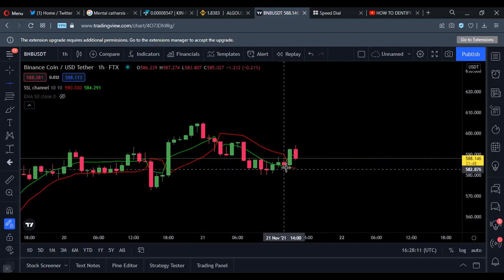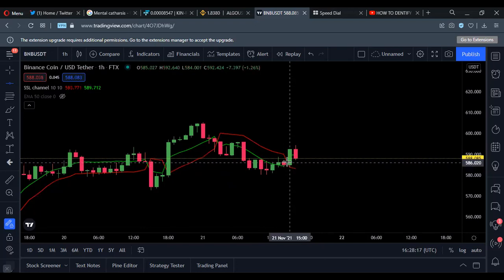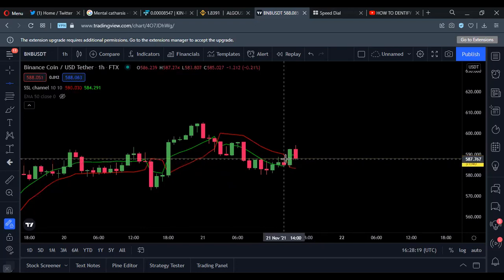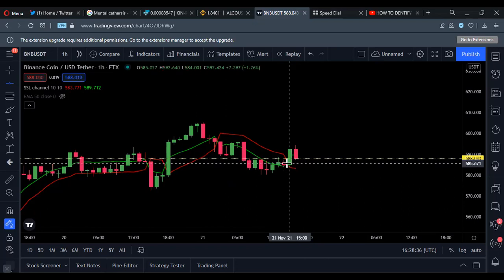It occurred exactly at... okay, I'm trying to get the exact time. Okay, so let's just see what happened around today, 21st November 2021, 1400. Okay, around 1400. That was when this flipping occurred. That was when the green went above the red. So 1500. So we've gotten a change in trade at this point.